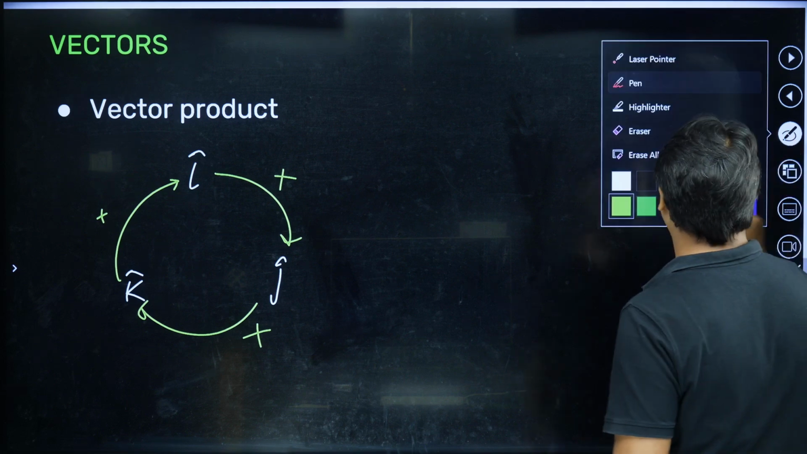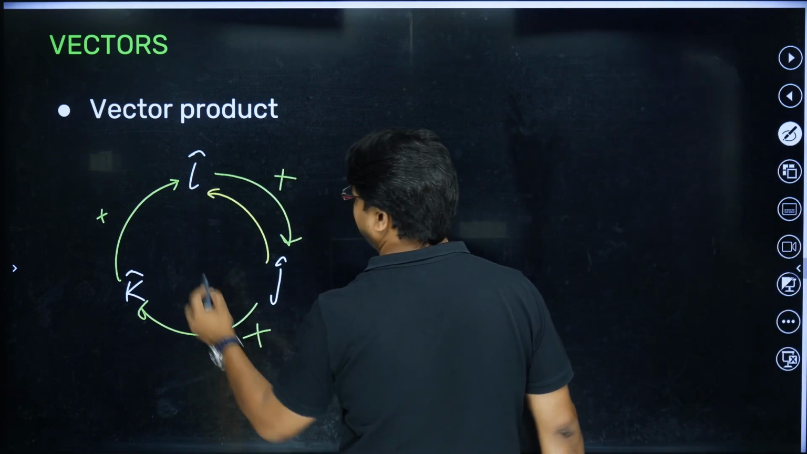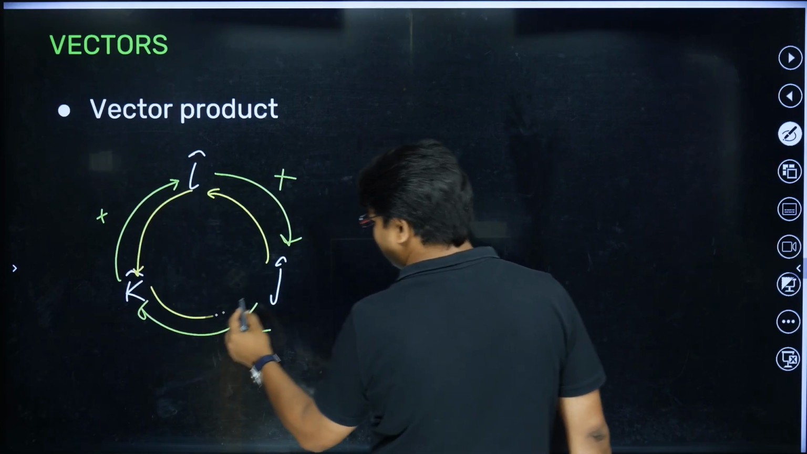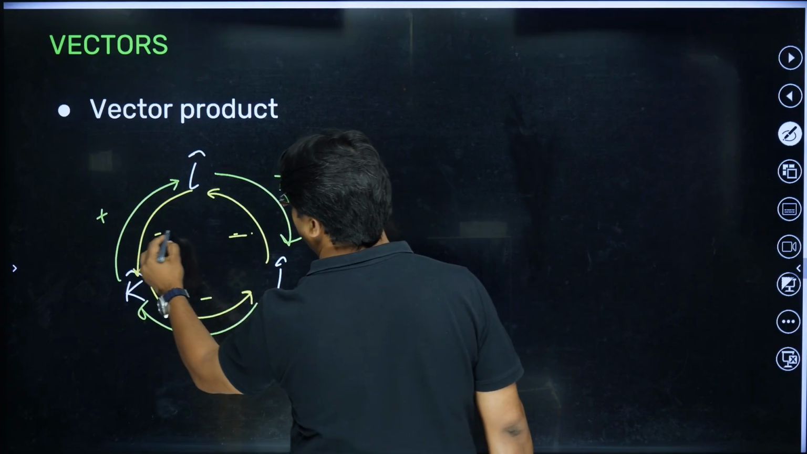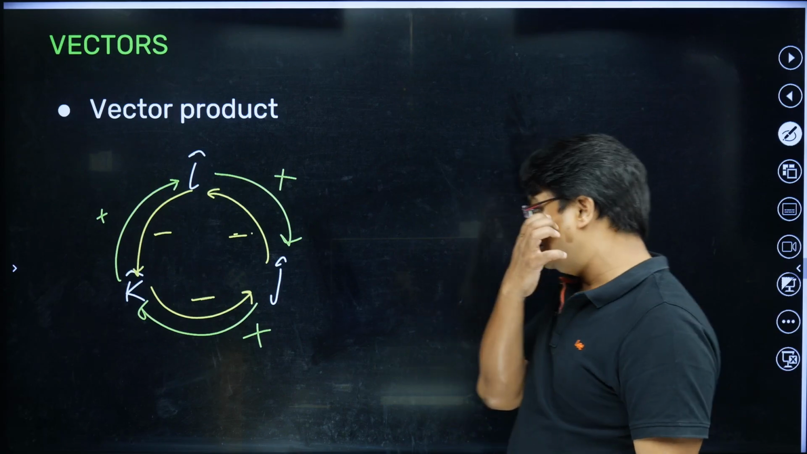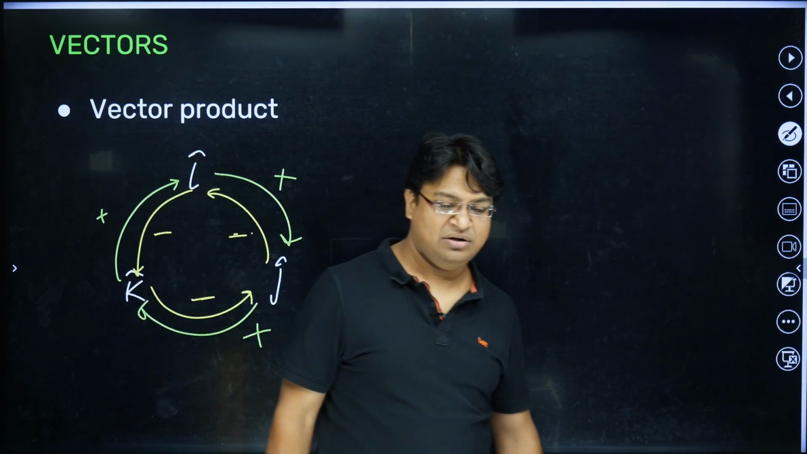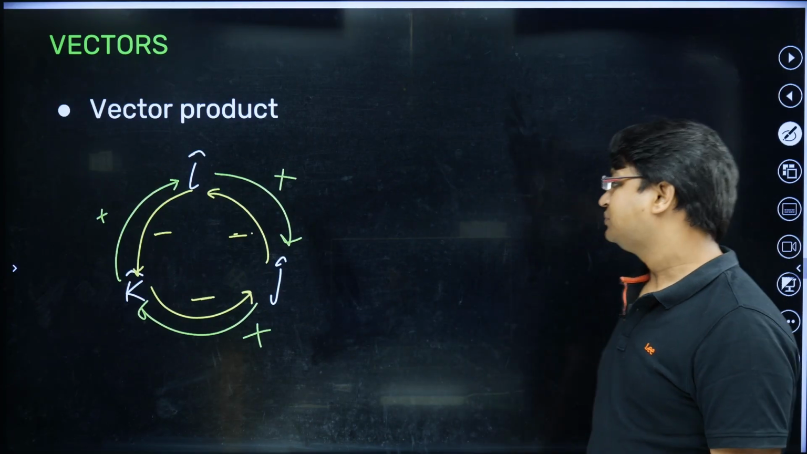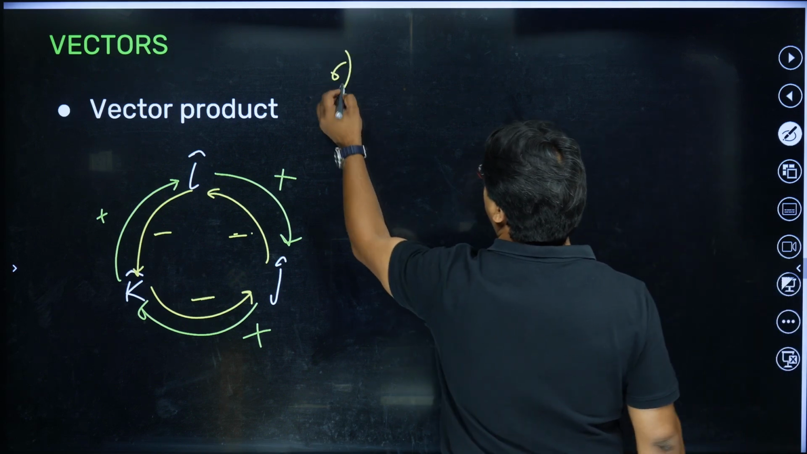Now, if you are moving anti-clockwise, that means if you are trying to calculate, let's say j cross I, then the result would be minus k. I cross k would be minus j. K cross j would be minus I. So I hope this will help you to remember. If you move clockwise, use the positive sign. If you move anti-clockwise, use the negative sign. That should help you recognize where we will use the positive value and where you will use the negative value. Now, if we are done with this, let's go to the next point.